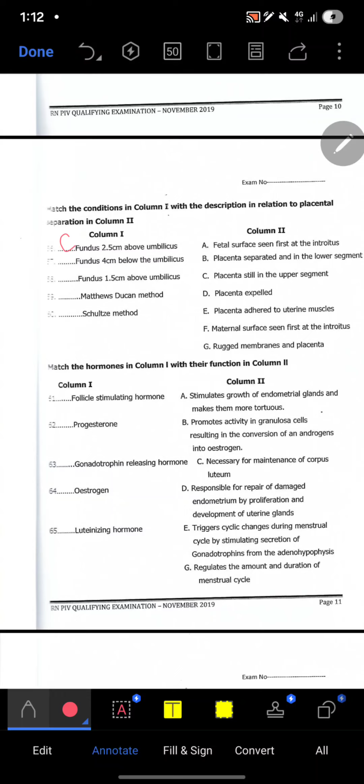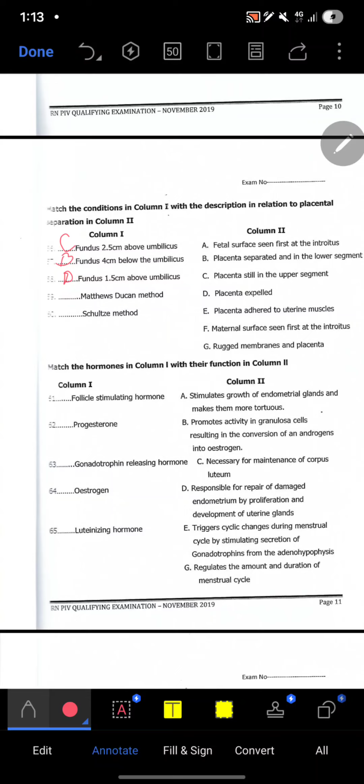57 says fundus 4 centimeter below the umbilicus. The correct answer here is B, and B says placenta separated and in the lower segment. 58 says fundus 1.5 centimeter above the umbilicus. The correct answer is D, and D is where the placenta is expelled.